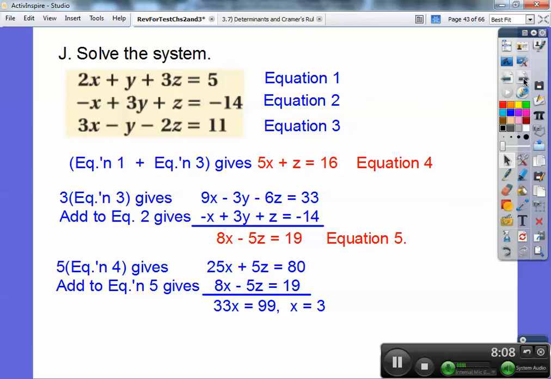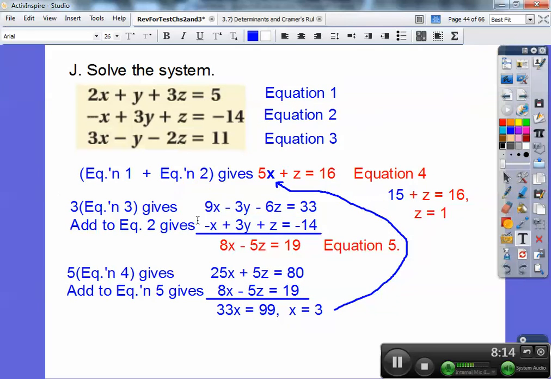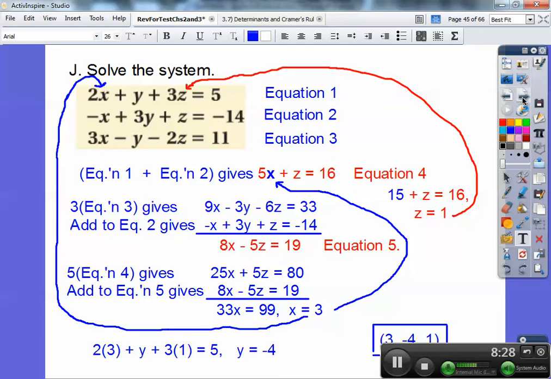When I substitute it in right there, that's going to get me z equals. It's easier to do this. I'm just thinking ahead, you guys. Z equals 1 right there, okay? And then go ahead and substitute x equals 3 into one of these equations up here, and z equals 1, and we should be okay right there, okay?